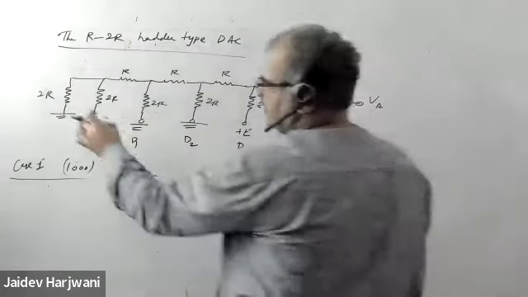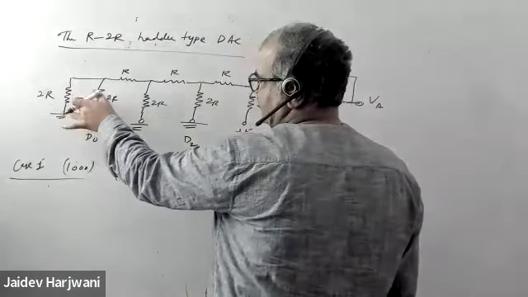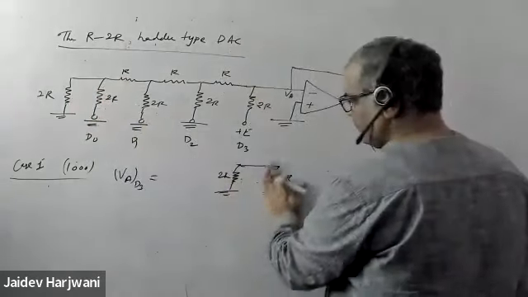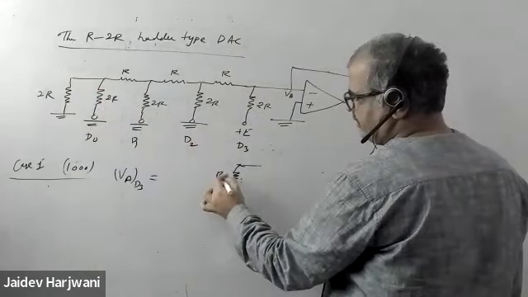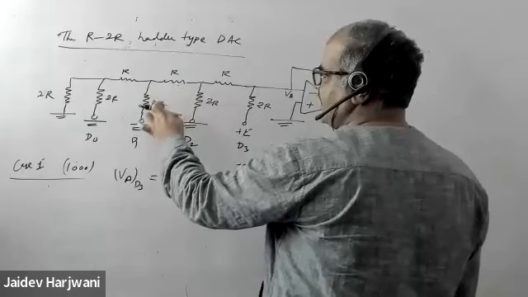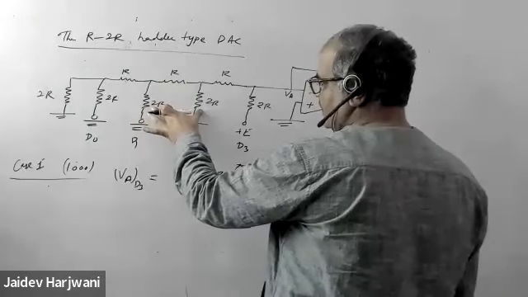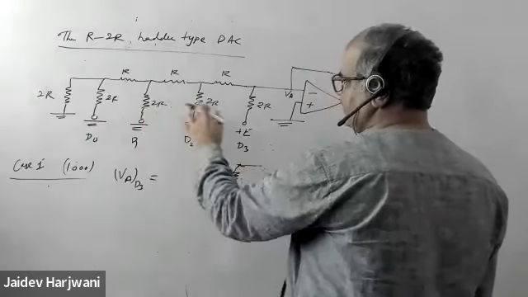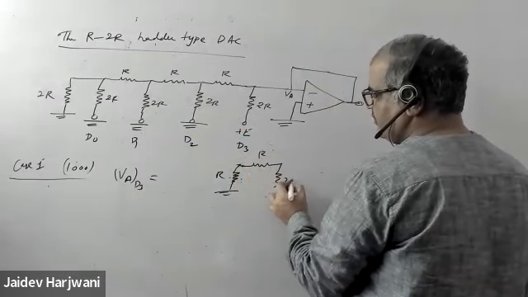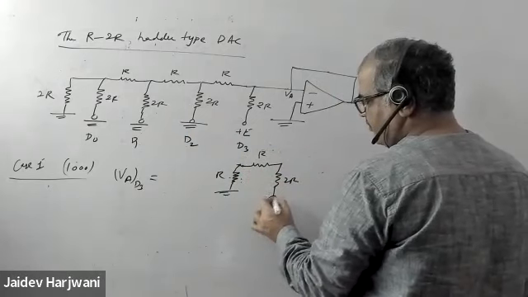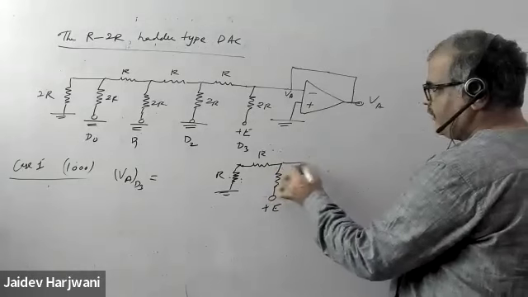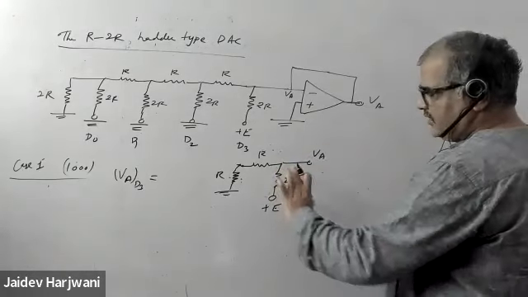Are you getting it? This combination will give you R, then R, 2R again, and 2R, R again. So this will be R. Again this will be R. Then further, R and R become 2R, and 2R parallel 2R gives R. So finally you have R, R, then you have a 2R, and then you have a voltage E here. And I am trying to calculate the voltage VA, the voltage across here.